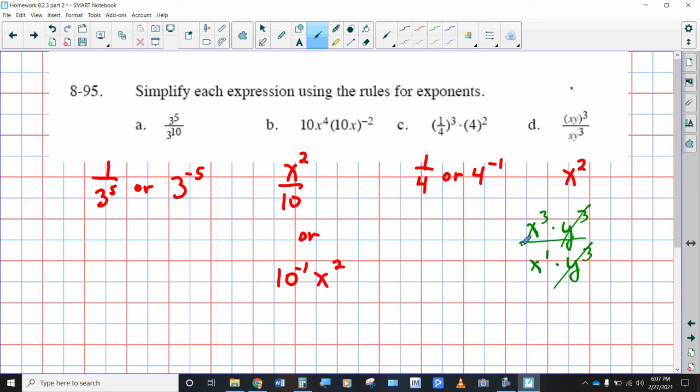So one of them would cancel out, but let's just use the exponent rules. When you're dividing powers that have the same base, you subtract the exponents. 3 minus 1 is 2. And that's what you would get if you had expanded this out and canceled out the common factors. You'd be left with x squared in the numerator. So that's your final answer.